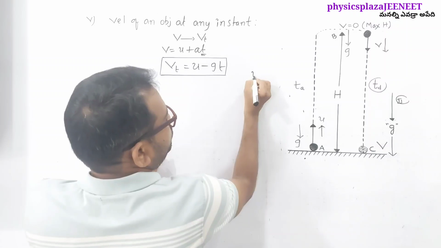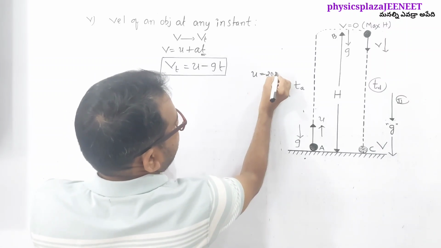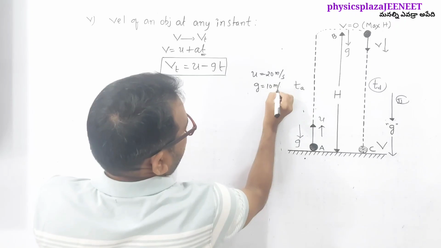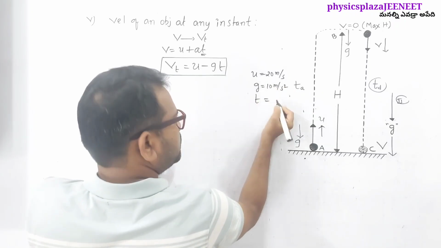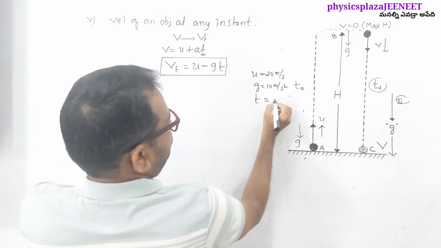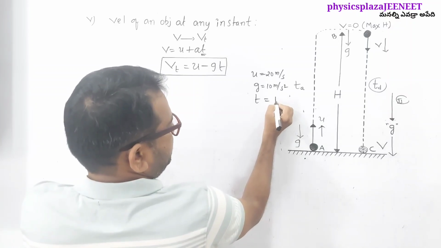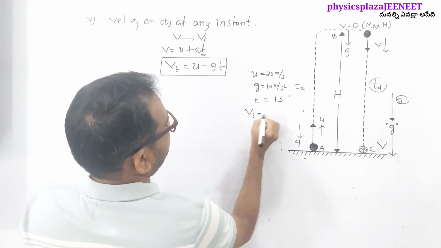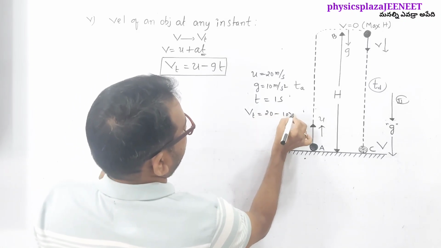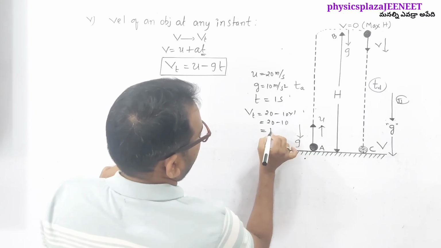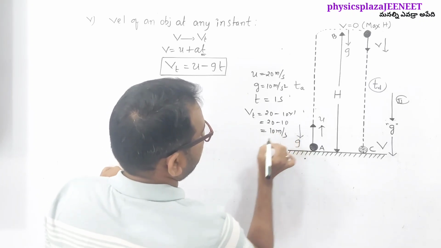Let us say, for example, u is equal to 20 meter per second, and g is equal to 10 meter per second square. For example, after 1 second, what is the velocity? You can substitute here. You will get 20 minus 10 into 1. So 20 minus 10, this will be 10 meter per second.